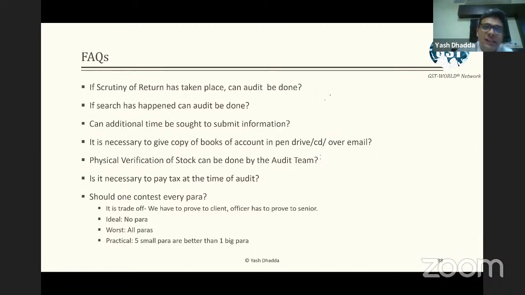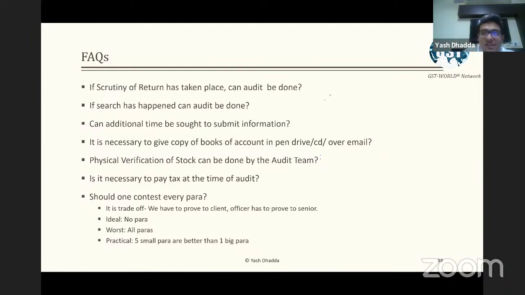And then obviously it is a trade-off. Again, last point, I don't know how many of us would agree, but if the officer wants to make a para for interest and late fees and some general penalty, you should always tell him, sir, please make this para, I don't have a problem. And then the officer has 3 paras like this and on 1 para the officer is convinced that he may drop it.